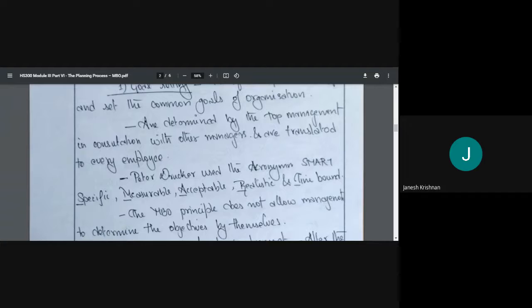So goal setting. How should the goal be? It should be SMART. That SMART means it should be specific, it should be measurable, it should be acceptable, it should be realistic, and it should be time bound.